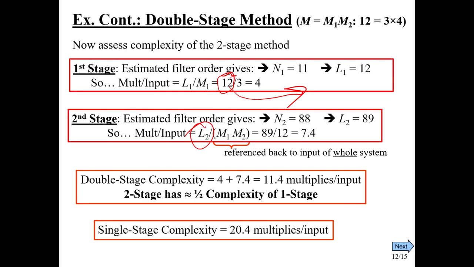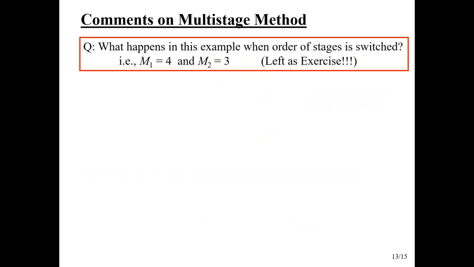So that's the number of multiplies per output of the whole system. Again, you'd see that it's about half the complexity for the two-stage approach. But remember, those multiplies per output are at the 48 kilosample per second rate. So either way, you get the same assessment. It's just which way you want to choose as your reference. Okay, so just some comments on that.